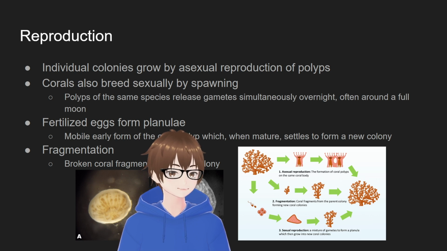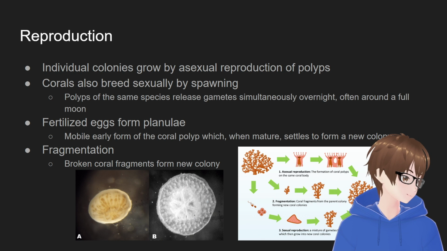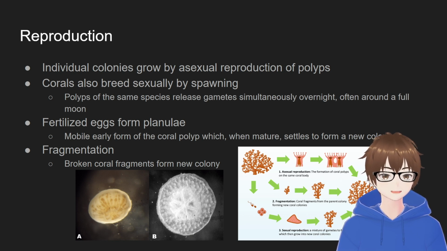Then there's also sexual reproduction, a mixture of gametes to form a planula, which then grows into new coral colonies. So there's asexual reproduction, which can lead to fragmentation. Then there's also sexual reproduction, which is sperm and egg. So fertilized eggs form the planulae, which is a mobile early form of a coral polyp, which when mature settles to form a new colony.